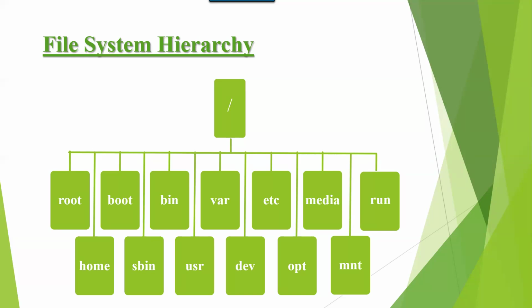Media contains external devices information, meaning removable devices information, up to version 6. MNT contains partitions and their mounted directories information. Which partition is linked with which directory, that information is stored under MNT. And run contains external devices information and kernel information from RHEL 7 version. So these are the directories we have in Linux.